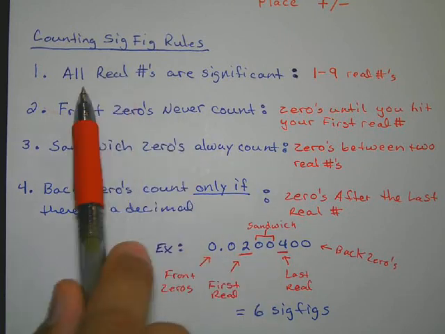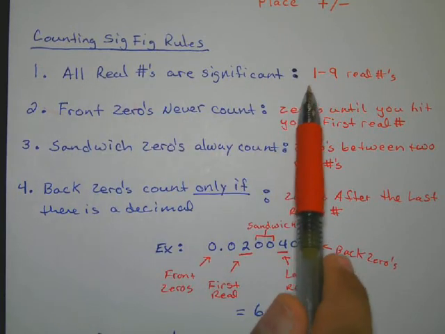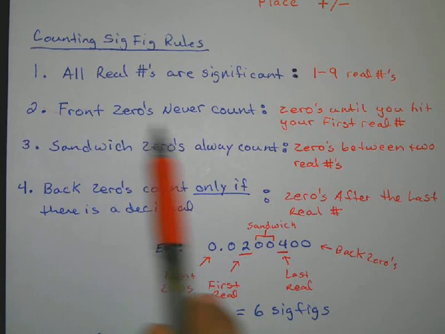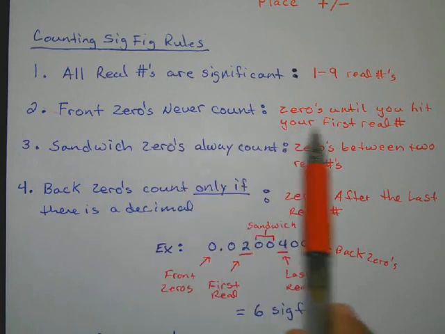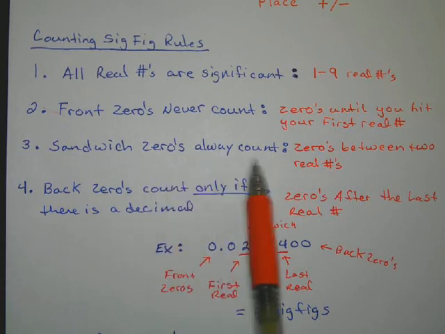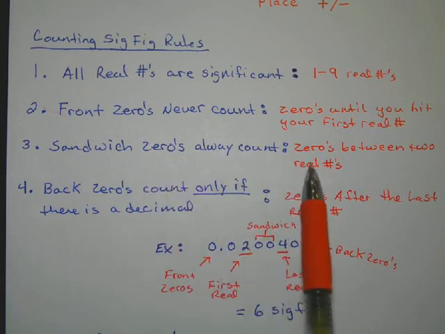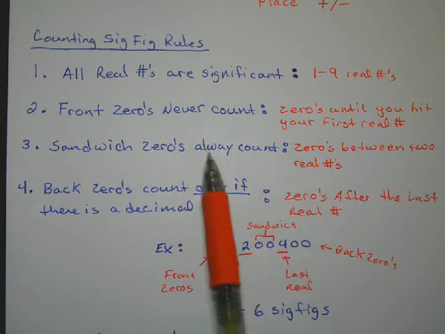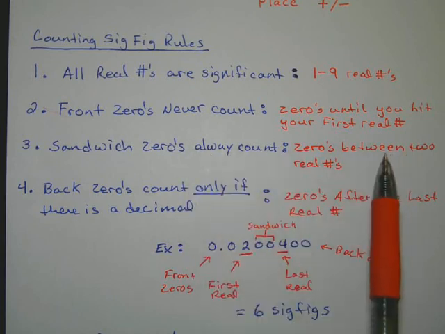First one is all real numbers are significant. That's 1 through 9. Front zeros never count. It's a front zero till you hit your first real number. Sandwich zeros always count. So that's zeros between 2 real numbers. Remember, it doesn't matter how many zeros there are, as long as there's a front number and a back real number, then they count.